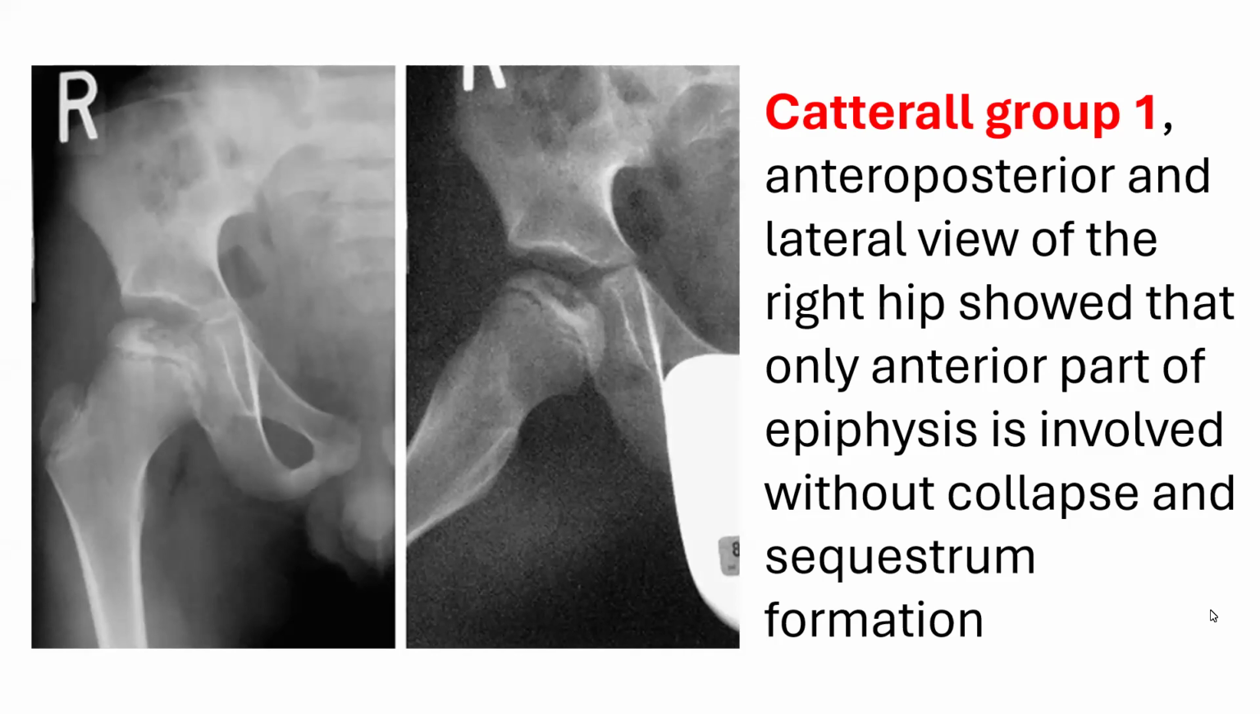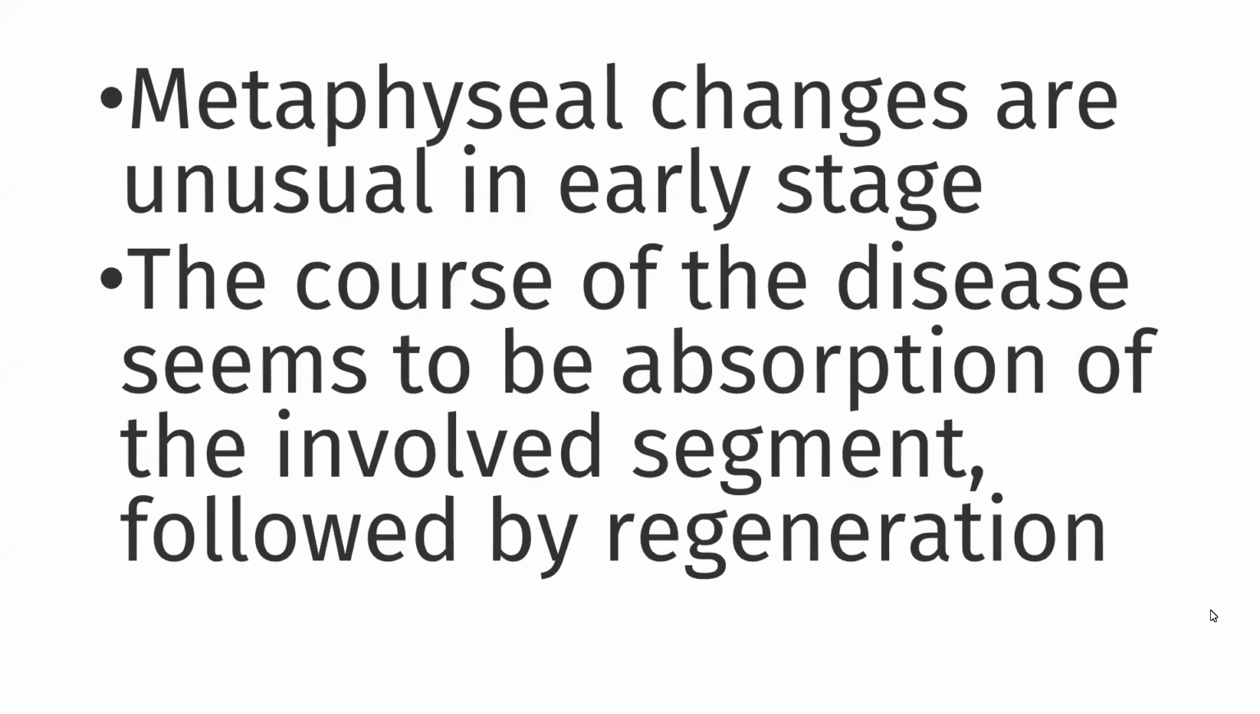So this is group 1, and it is shown very well on the lateral view of the right hip, which shows that only the anterior part of the epiphysis is involved without collapse and sequestrum formation. So don't forget, this is stage 1. Metaphyseal changes are unusual in the early stage. The course of the disease seems to be absorption of the involved segment followed by regeneration.